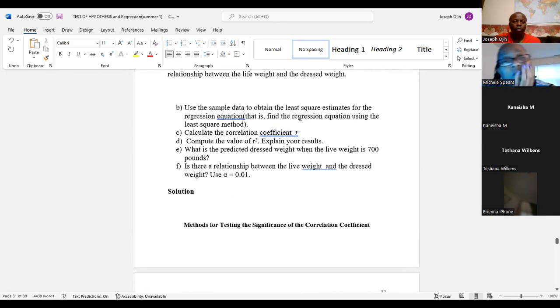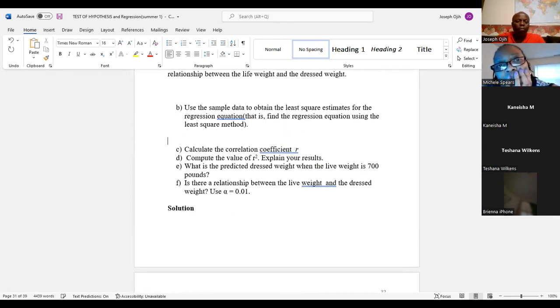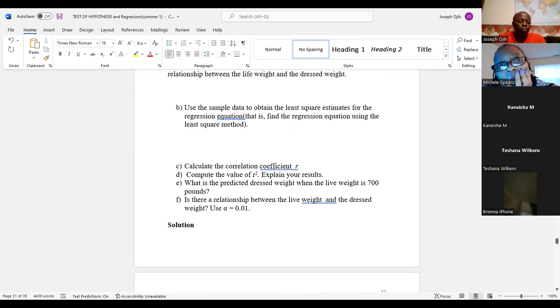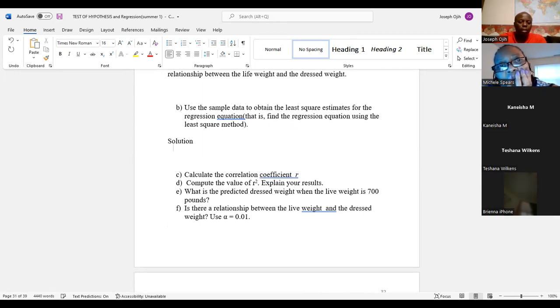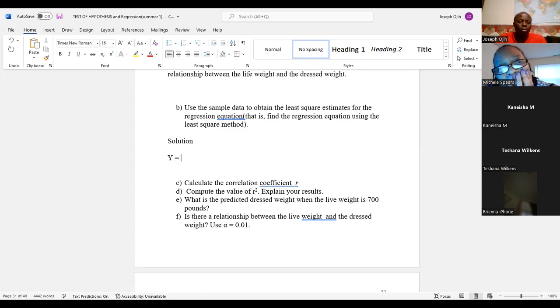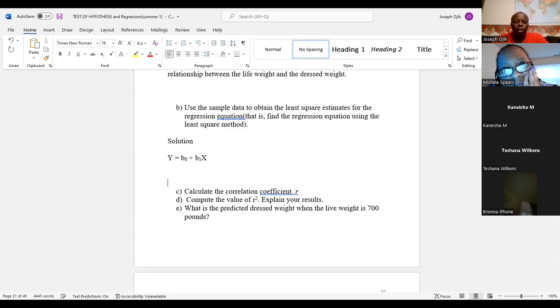Generally, the general form of the regression equation is y equals b0 plus b1x. In this case, y is the breast width and x is the live width. So you need to find the values that represent b0 and b1. b0 is the intercept and b1 is the slope.